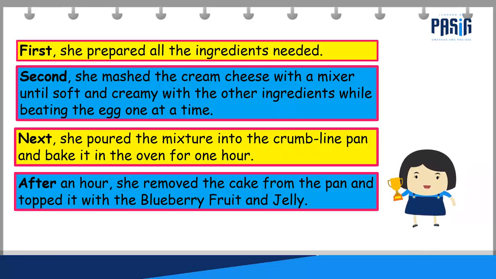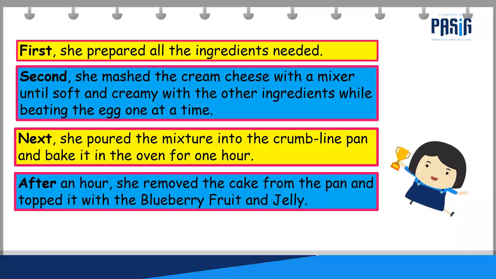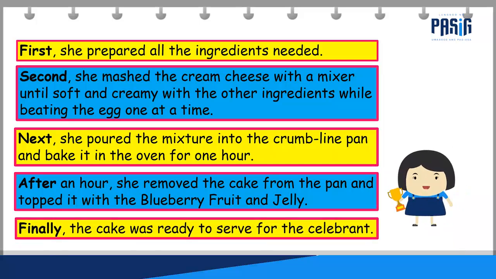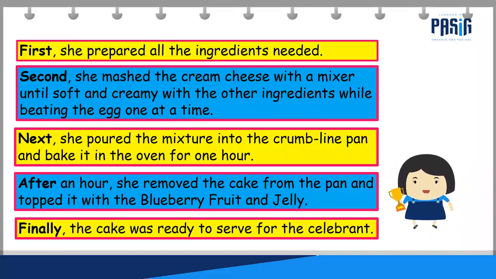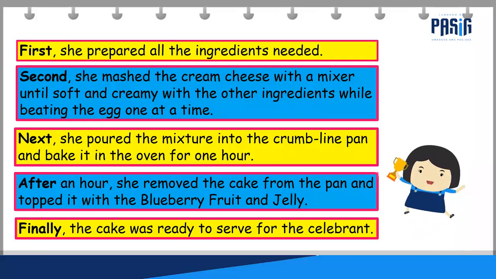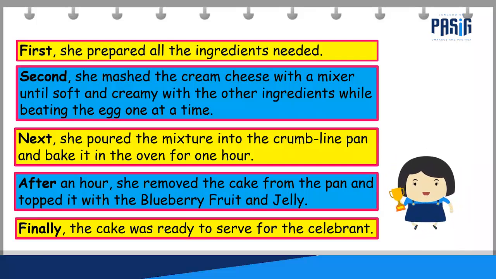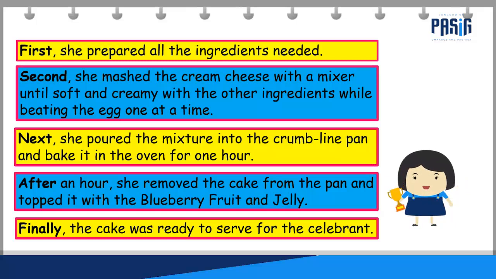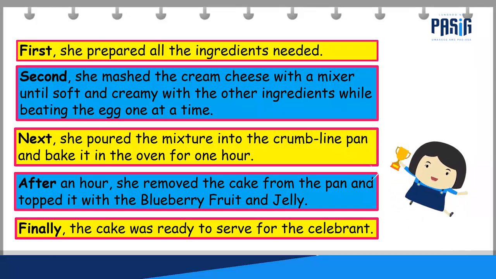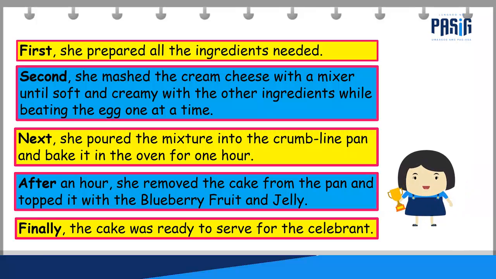What was the final step? Yes, that's right. Finally, the cake was ready to serve for the celebrant. It is the last event of the selection because of the signal word finally. Terrific! You really understood the lesson. The words used like first, second, next, after, and finally help signal the steps in a sequence and the logical order of things. Time order words help show the order of things.